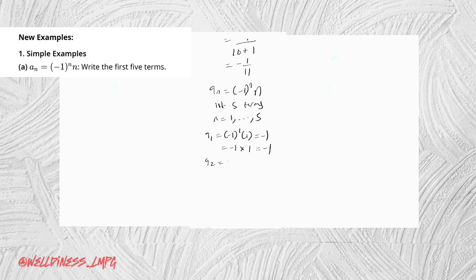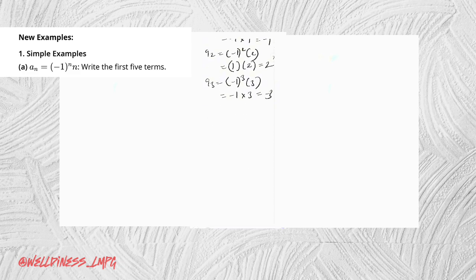Now for a2, you just have to substitute 2 into n, so that will give you minus 1 raised to power 2 times 2. And we know that minus 1 raised to power 2 is the same thing as minus 1 times minus 1, which will give you 1, and 1 times 2 will give you 2. Now for a3, all you have to do is substitute 3 everywhere you see n, and that will be minus 1 raised to power 3 times 3. Minus 1 raised to power 3 is the same thing as minus 1 times minus 1 times minus 1, which will give you minus 1. So minus 1 times 3 will give you minus 3.